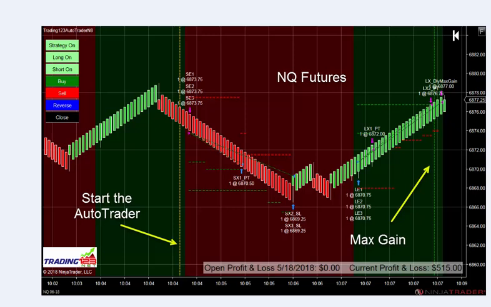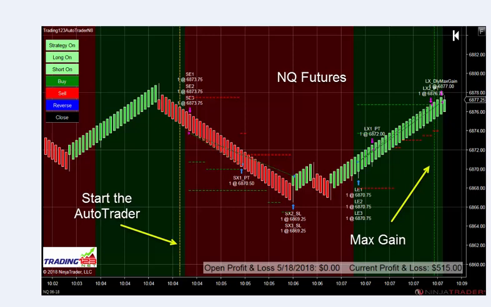Here today we're going to show you a trade that we did on the NQ futures and explain how our AutoTrader works. Basically, when the AutoTrader is on, you'll see the buttons up here on the left and the color-coded background, and then our logo here. That means the AutoTrader is active and ready to start trading. This line right here basically is when we enabled the AutoTrader to start trading. So that gives you a time frame to show when you began trading.